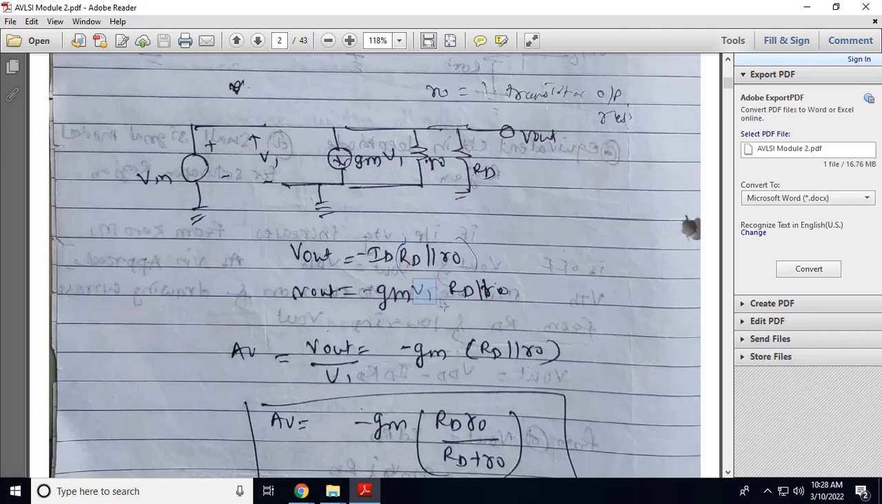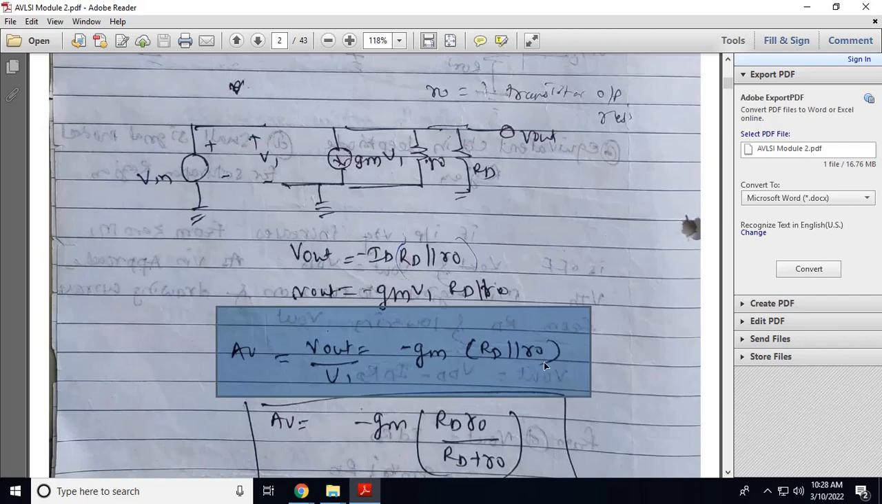So we can take this V1 at the left hand side. So Vout by V1, that is the voltage gain, is equal to minus Gm times RD in parallel with R0. So this is the voltage gain equation of a common source amplifier with a resistive load, and when you consider the output resistance of the transistor, that is the R0.